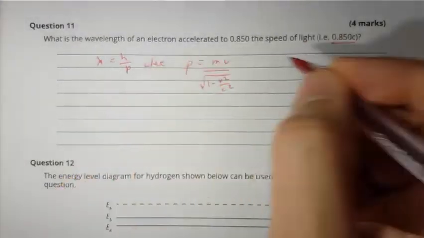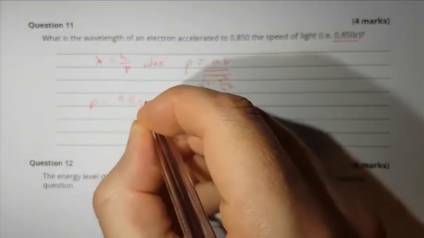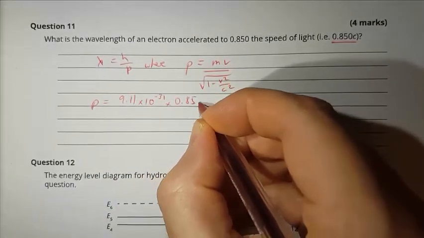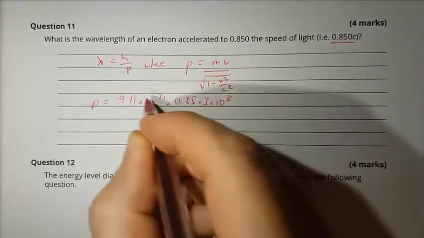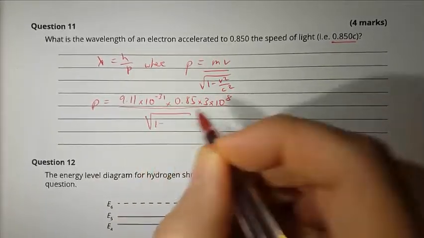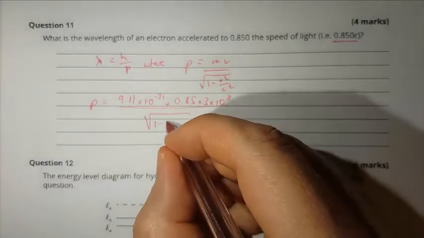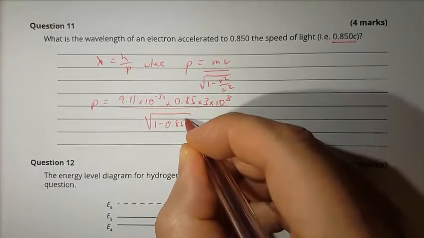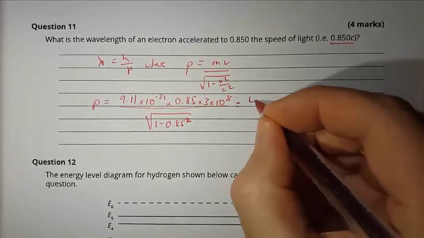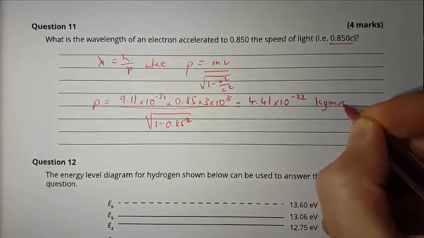Okay, so let's work out that momentum first. Your mass, velocity, over the square root of 1 take, now you're going to have 0.85c squared divided by c squared, so that's just going to end up being 0.85 squared. If you put that into your calculator, what you should end up with is 4.41 times 10 to the negative 22 kilograms meters per second.